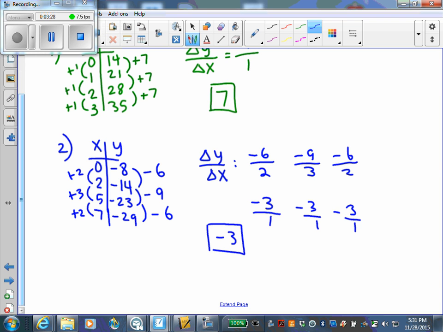All right, so that's how we find the slope from tables. We just write out the change in y over change in x and reduce.